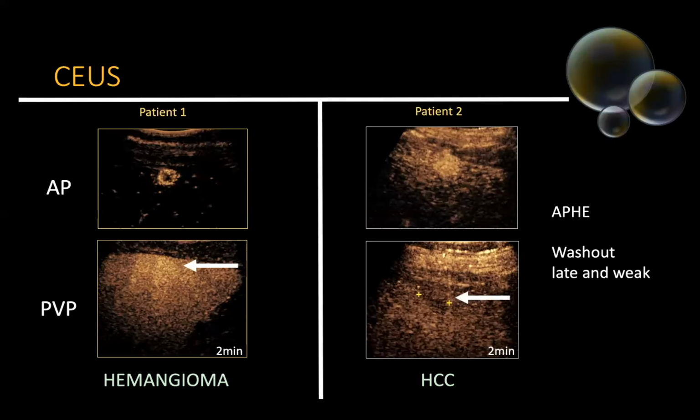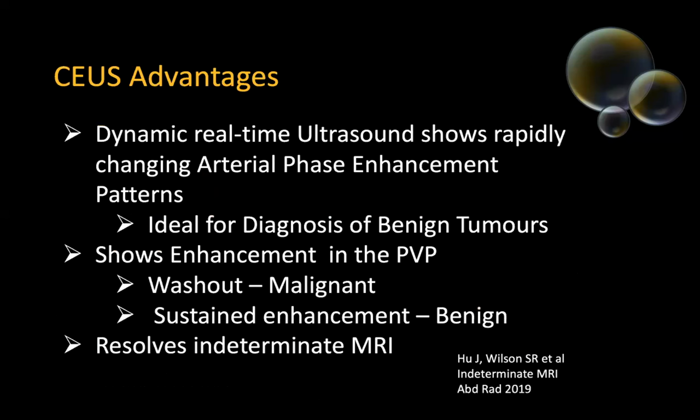So it's CEUS that provides the real-time dynamic capability to differentiate the enhancement both in the arterial phase and the portal venous phase, different from the much more restrictive information from the MR scan. Dynamic real-time ultrasound shows rapidly changing arterial phase enhancement patterns, ideal for the diagnosis of benign tumors. It also shows enhancement in the portal venous phase, with washout having a high association with malignant outcome, and of course, sustained enhancement having an association with benign tumors. And it resolves indeterminate MRI.